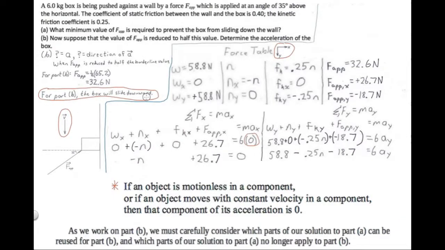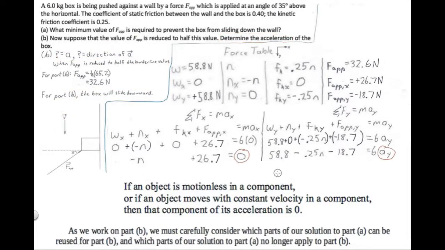We've decided that for part B, the box is sliding down the wall. So the box is moving vertically in the Y component. The box is still motionless horizontally, still motionless in the X component. So for part B, we can still substitute 0 for a sub x in our Newton's second law X equation. Unlike in part A, there's no reason to substitute a sub y equals 0 for part B. A sub y is what we need to determine in order to answer the question for part B, so we continue to use the symbol a sub y in our Newton's second law y equation.